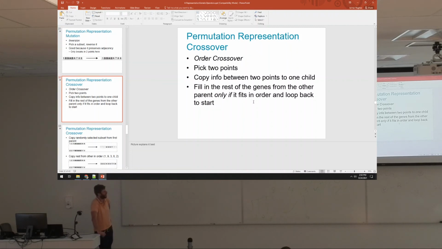But how could I encode a GA to do this coloring? I don't know. Don't answer it.